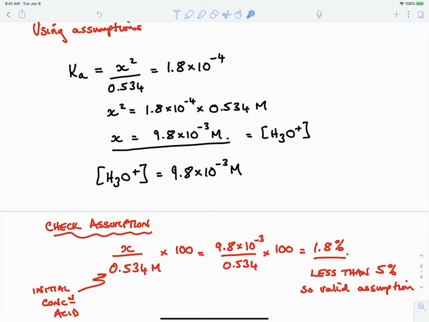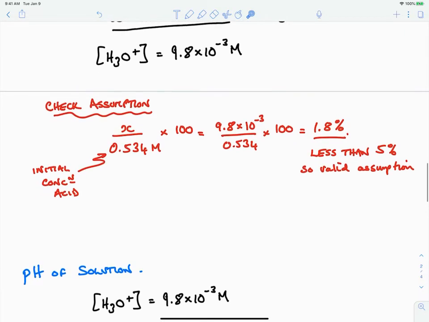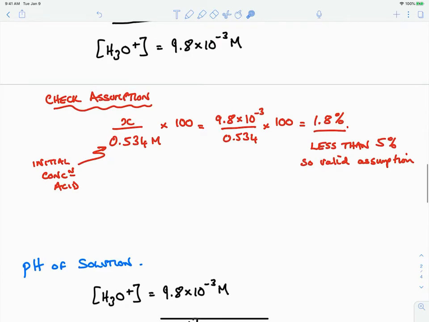And why do we make this assumption? Well, we make this assumption so that this expression here is easier to deal with, and as long as it's a valid assumption, we can use that. And most of the time, as I said, for weak acids, that assumption is going to be valid. And so we could get asked a separate question as well. Well, what's the pH of this formic acid solution?